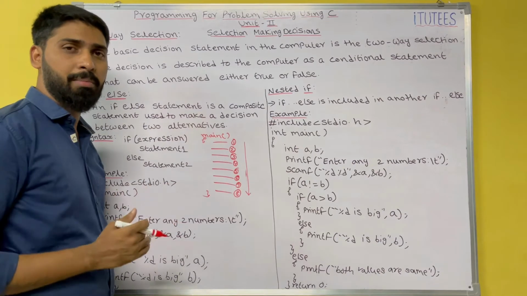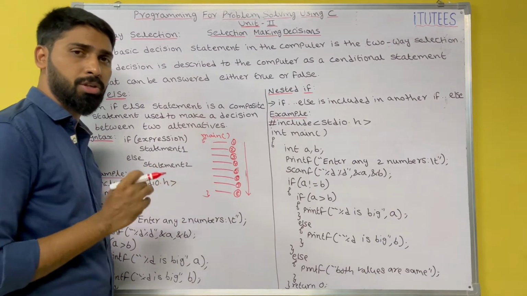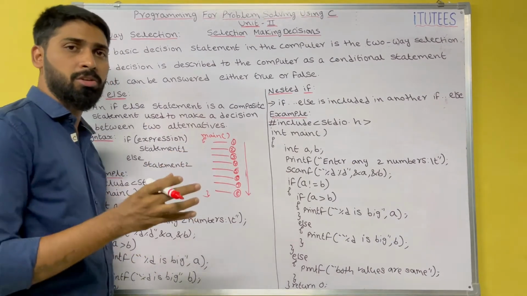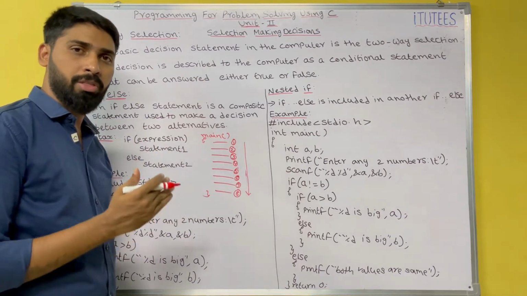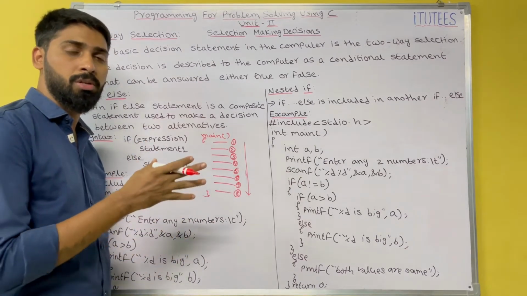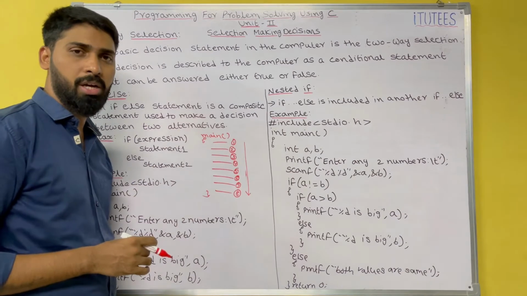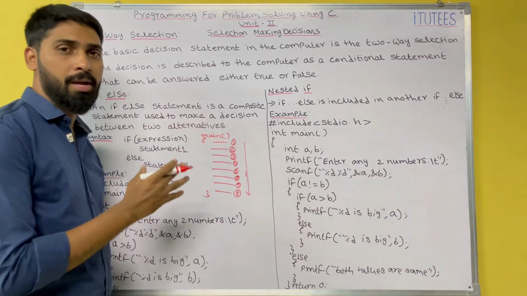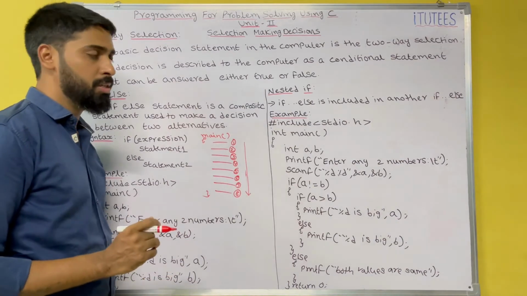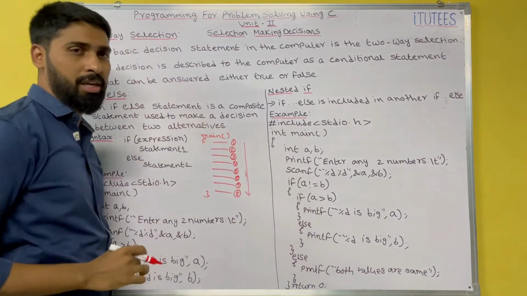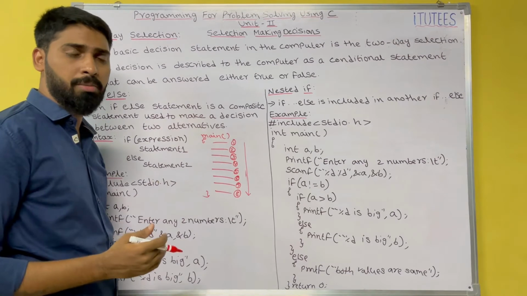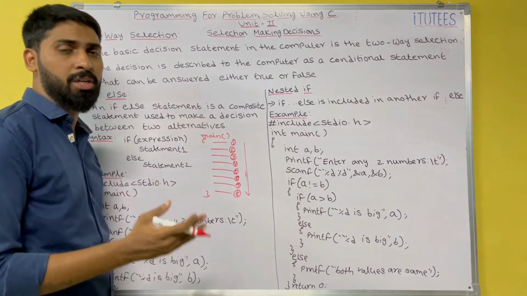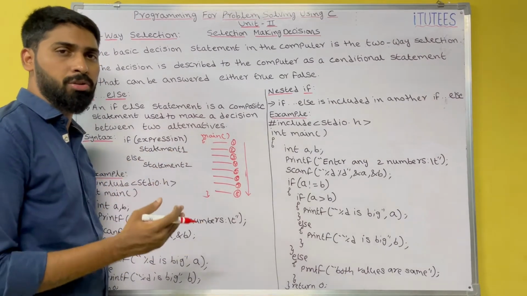But in real time execution, you do not execute all the instructions in your program. Based on a condition, you control the flow of the program. How can we control the flow? By using some branching statements. One of them is two-way selection. Two-way selection is nothing but you give some condition, and based on the condition you execute.